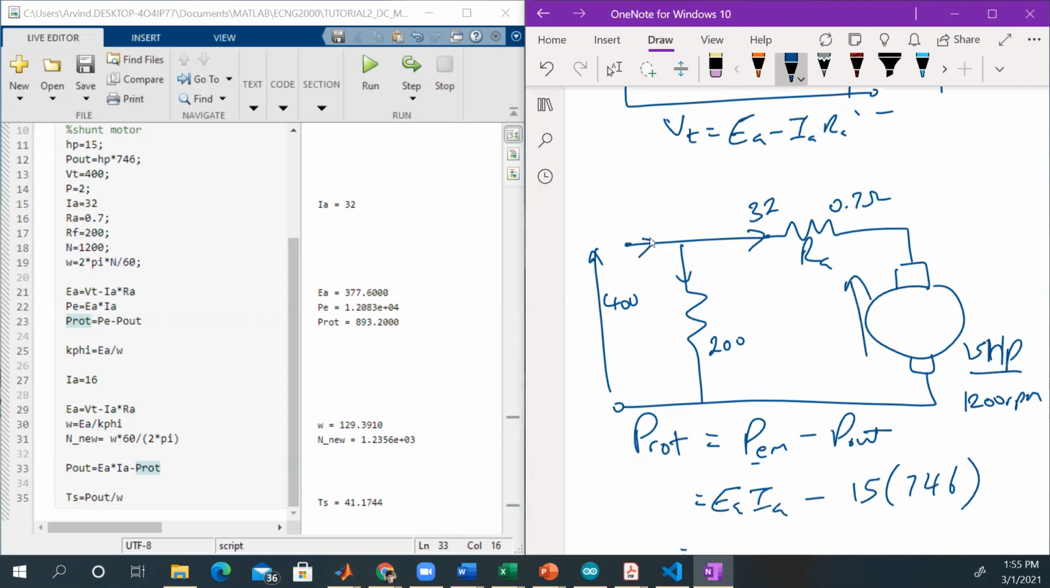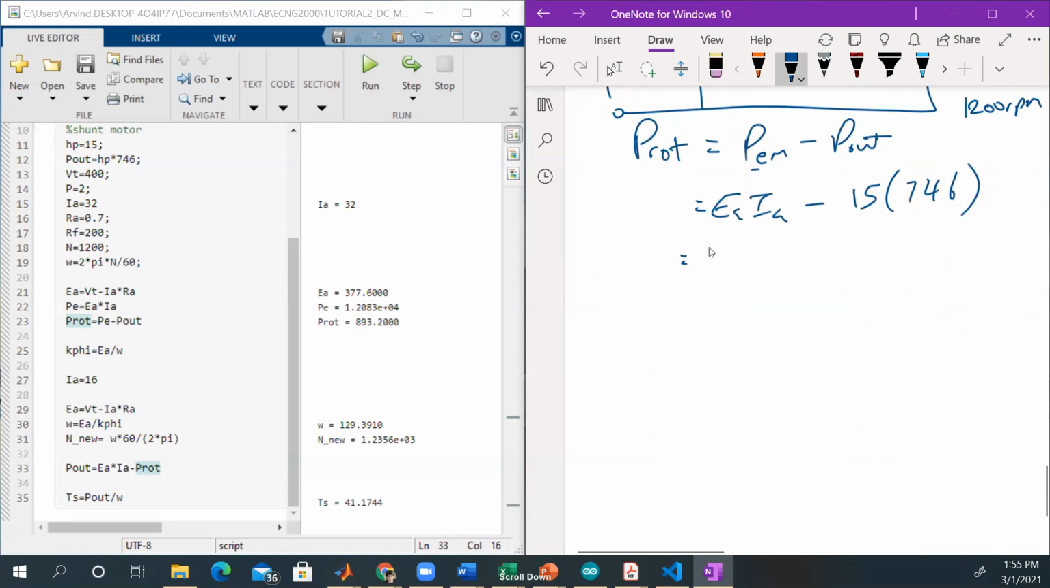And again, we have the voltage, we have the current, we have the resistance. So it's a simple series circuit. So we can say EA is VT minus IARA multiplied by IA minus 15 by 746, right? So we have all of these things here. We have VT, we have IA, we have RA. So we can work this out, and you'll see here we work it out to 893.2 watts.